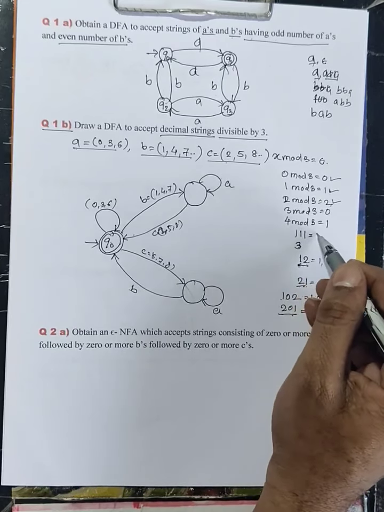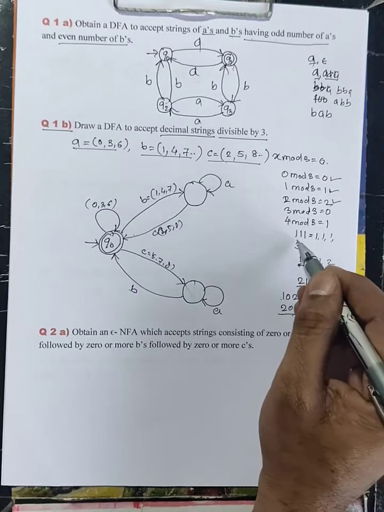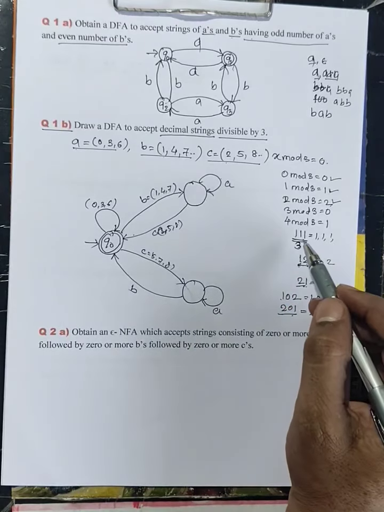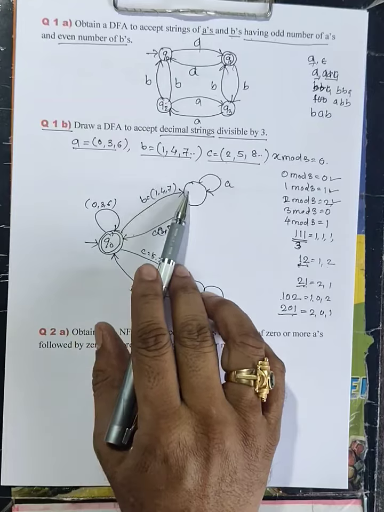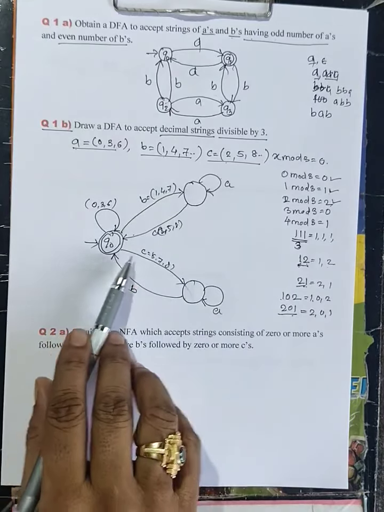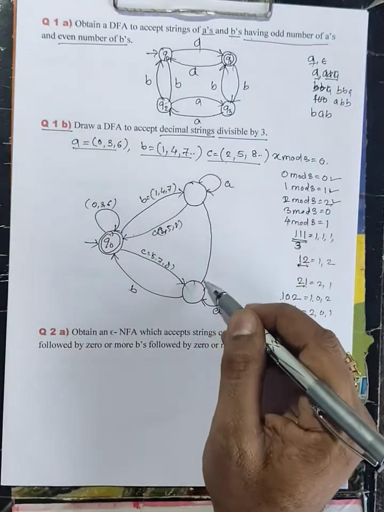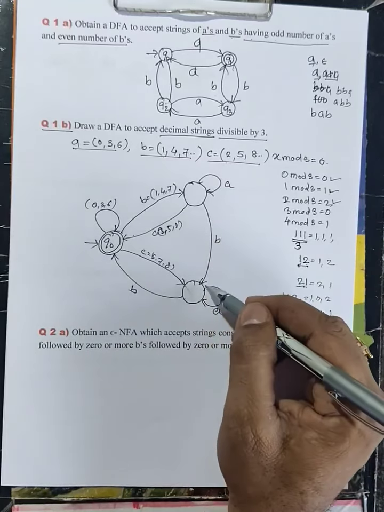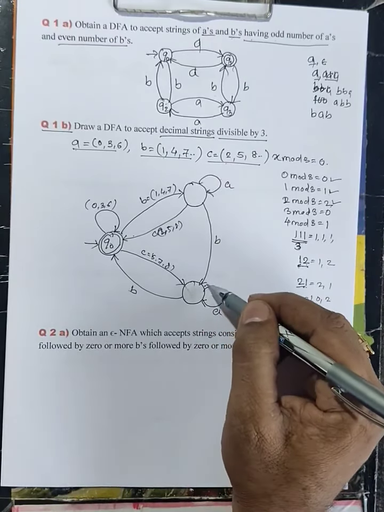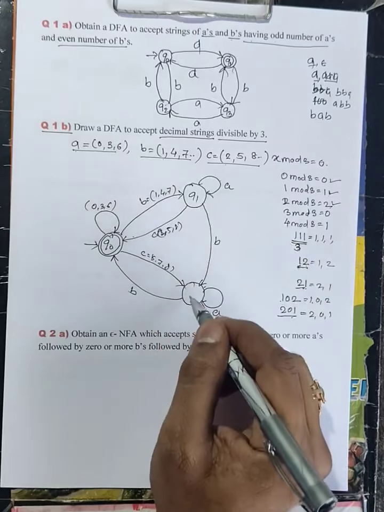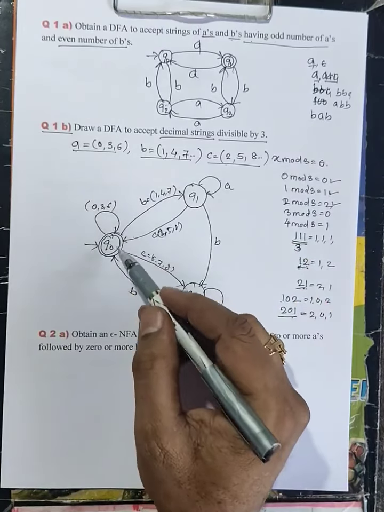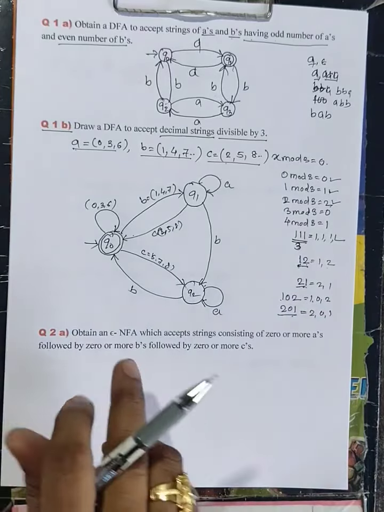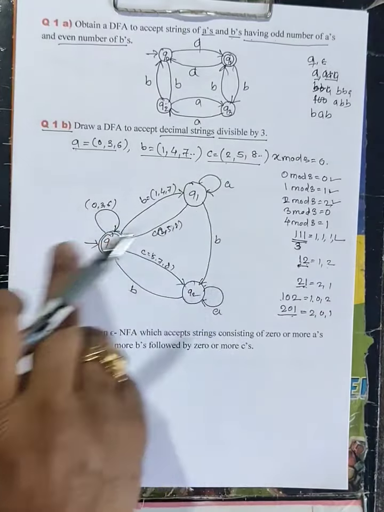Remainder 1, remainder 1. And this is divisible by 3. Remainder 1 is there, and here remainder 1 is there. Means we can take one transition here. If remainder is 1, means B. The transition from Q0 goes to Q1 and Q2. Remainder 1, remainder 1 and remainder 1. This is accepted.